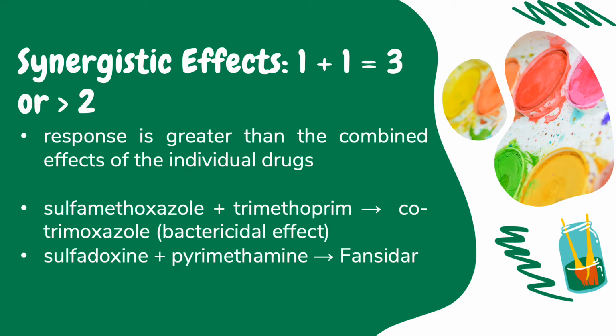The next type of pharmacodynamic drug-drug interaction is the synergistic effects. Mathematically, it's 1 plus 1 makes 3, or more than 2. That means the response is greater than the combined effects of the individual drugs. An example for this is sulfamethoxazole and trimethoprim, which is our cotrimoxazole. And we have sulfadoxine and pyrimethamine, our Fansidar.